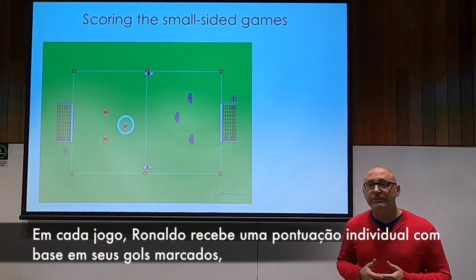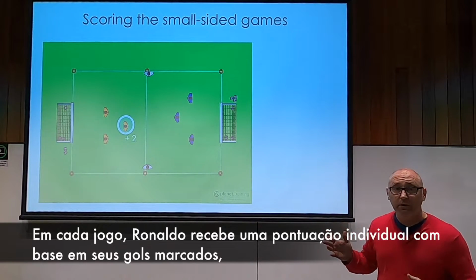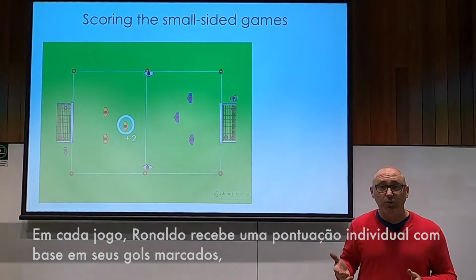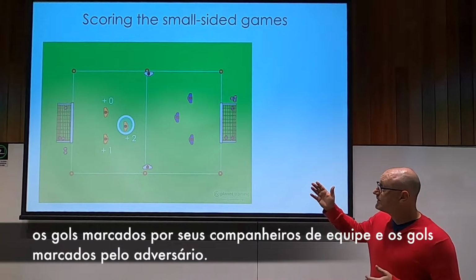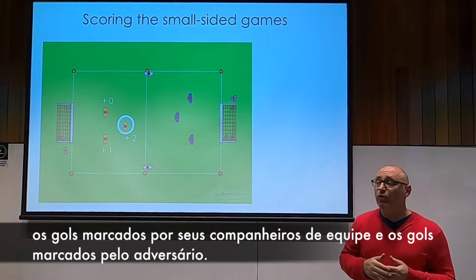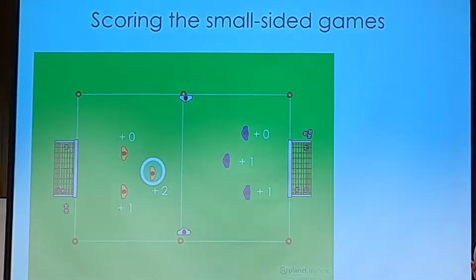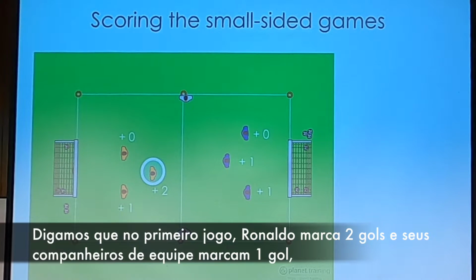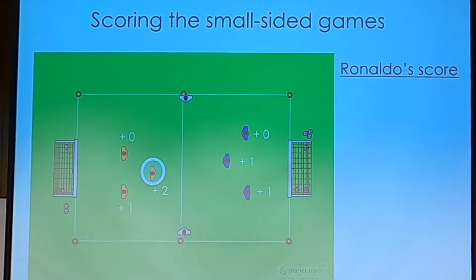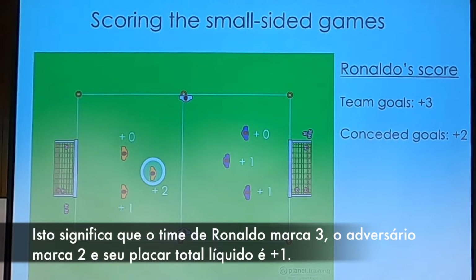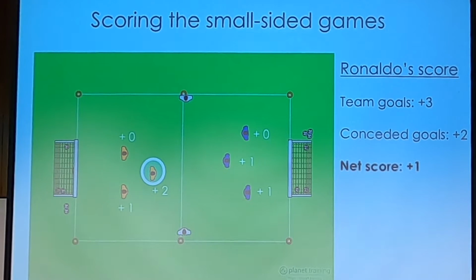In each game, Ronaldo is given an individual score based on his goals scored, the goals scored by his teammates, and the goals scored by the opposition. Let's say in the first game, Ronaldo scores 2 goals, and his teammates score 1 goal, and his opponents score 2 goals. This means Ronaldo's team score is +3. His opposition scores 2, and his net performance is +1 goal.